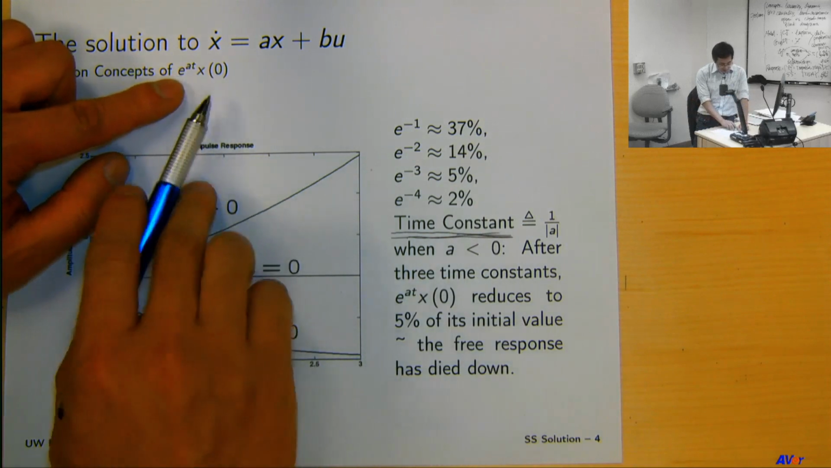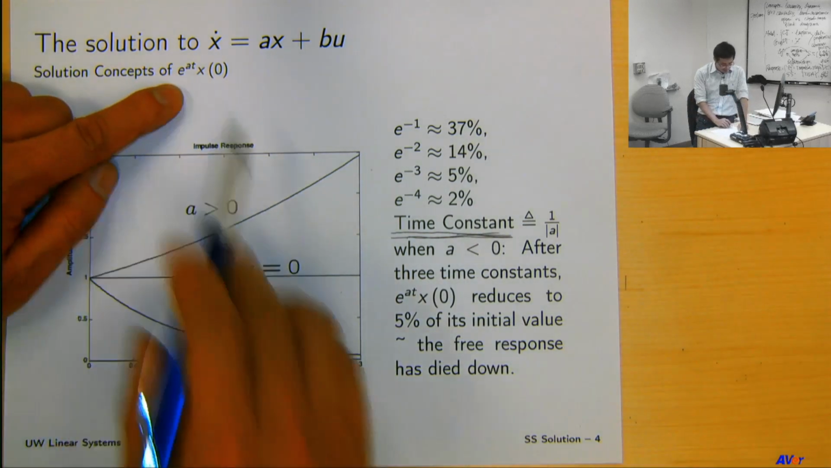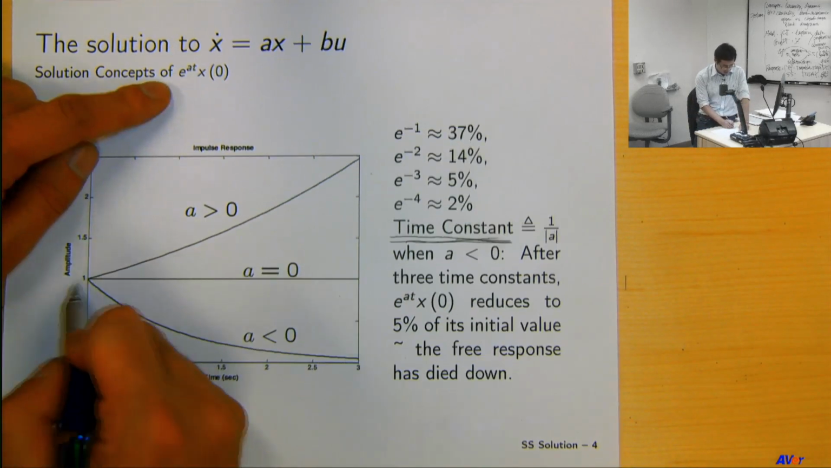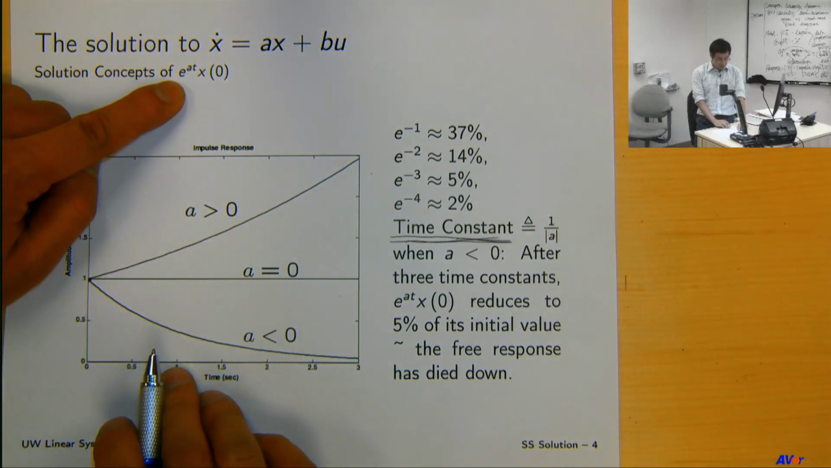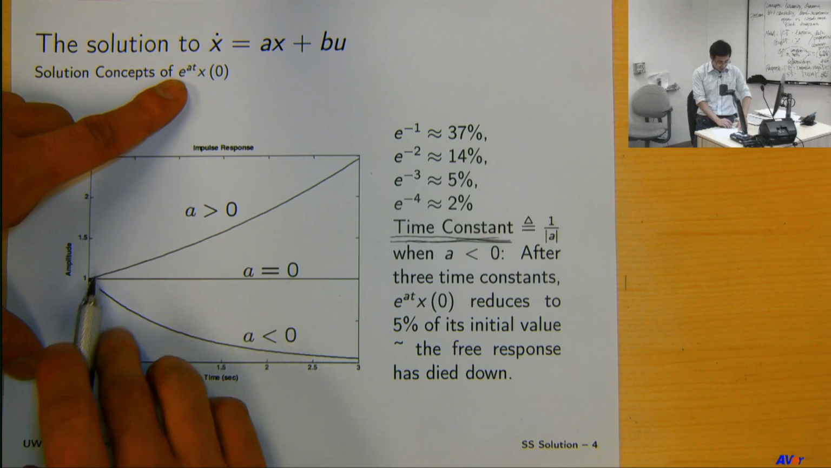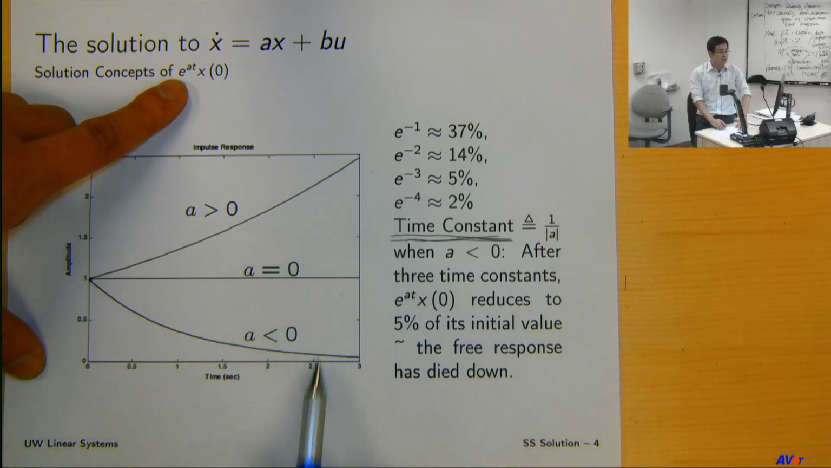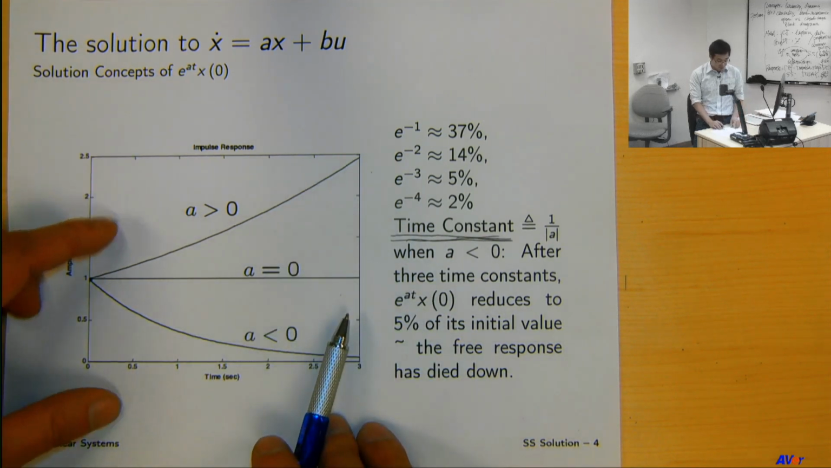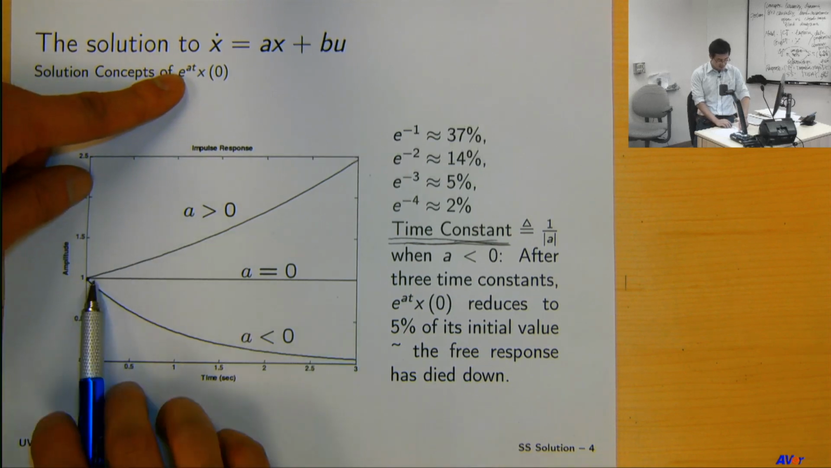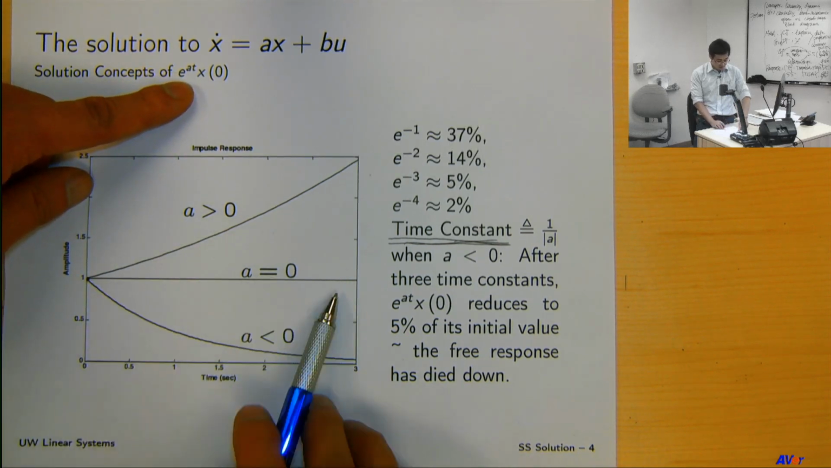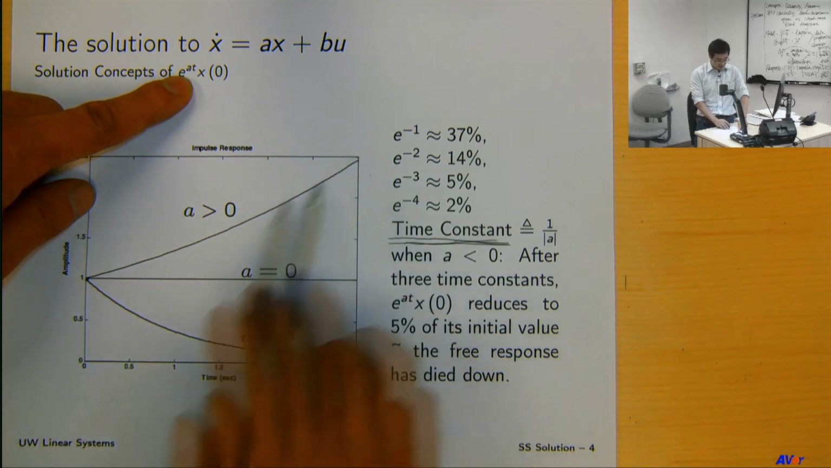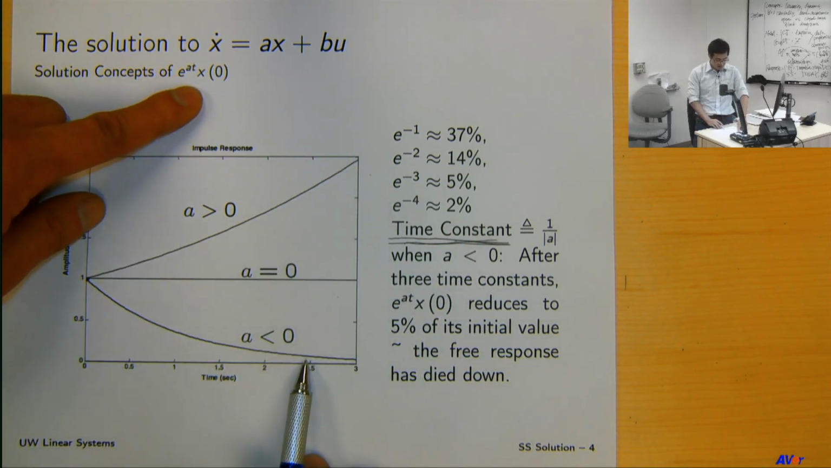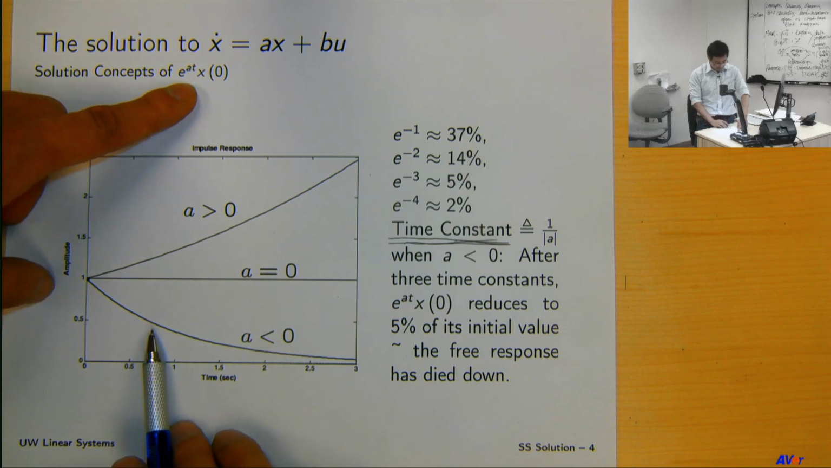It's talking about this. Let's say the system starts from some initial condition. And because of the exponential function, the time response is going to have different kinds of shapes. If A is 0, then it's a constant. If A is positive, then it's exponentially increasing. And if A is negative, it's exponentially decaying.